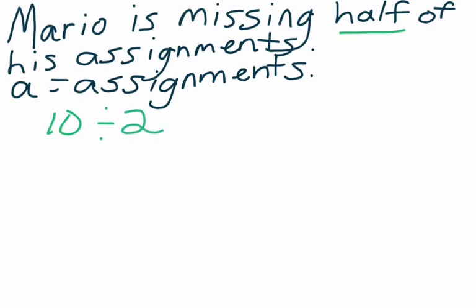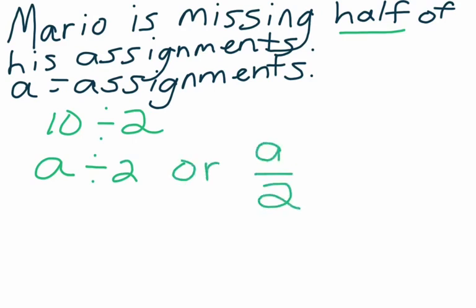So now we're going to write an expression using A for the number of assignments that Mario was assigned. So in this example, I gave you an example that he had 10. That 10 is now going to become an A. It's going to be a variable, okay? So we can do A divided by 2 or A over 2, which indicates the same thing. Okay.